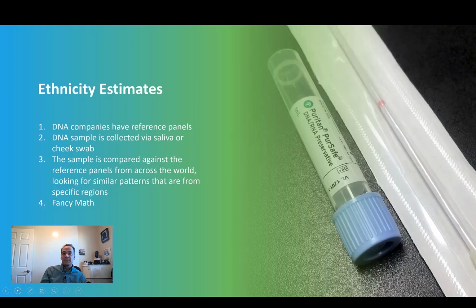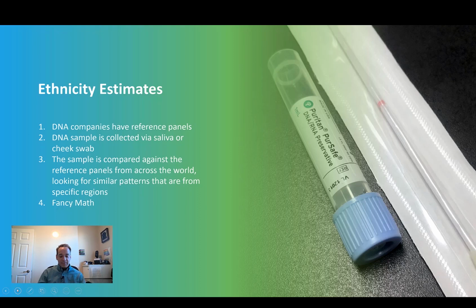So let's talk about that for just a minute. Let's touch on ethnicity estimates. You'll see four items on your screen to keep in mind as you do your DNA tests. Let's talk about reference panels first. Reference panels are created when a testing company goes out into an area and collects samples from the people that have a long family history from that specific region. Your sample is then collected via a saliva or a cheek swab, and your sample is compared against the reference panels from across the world, and it looks for similar patterns that are from specific regions.